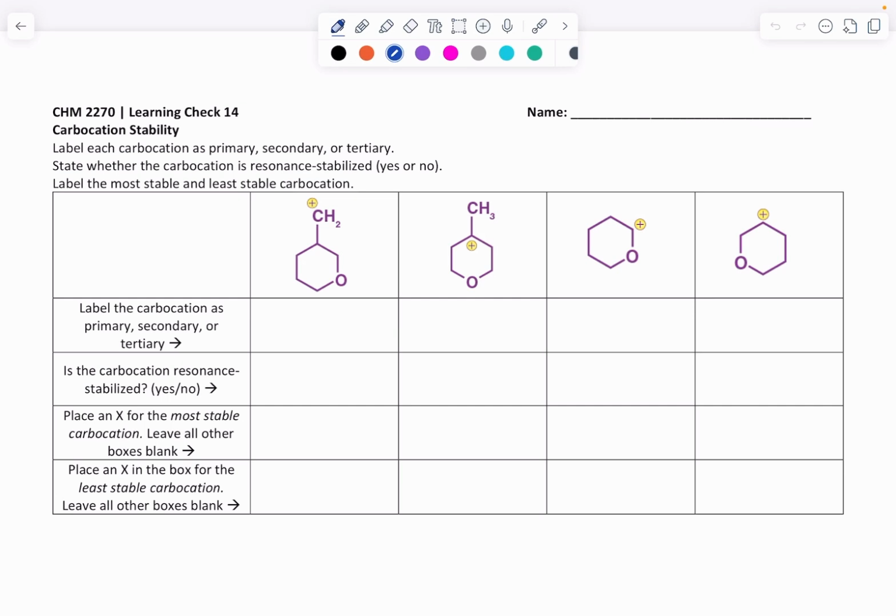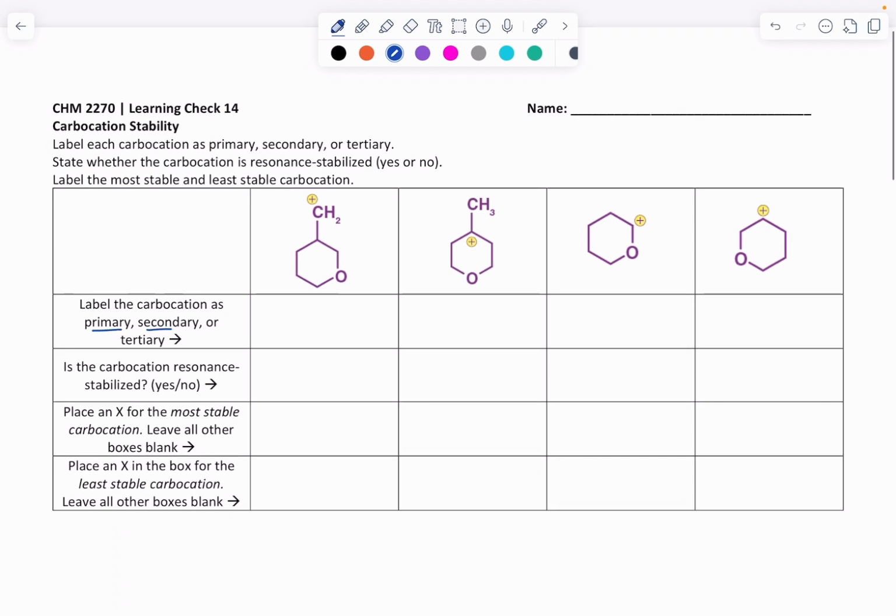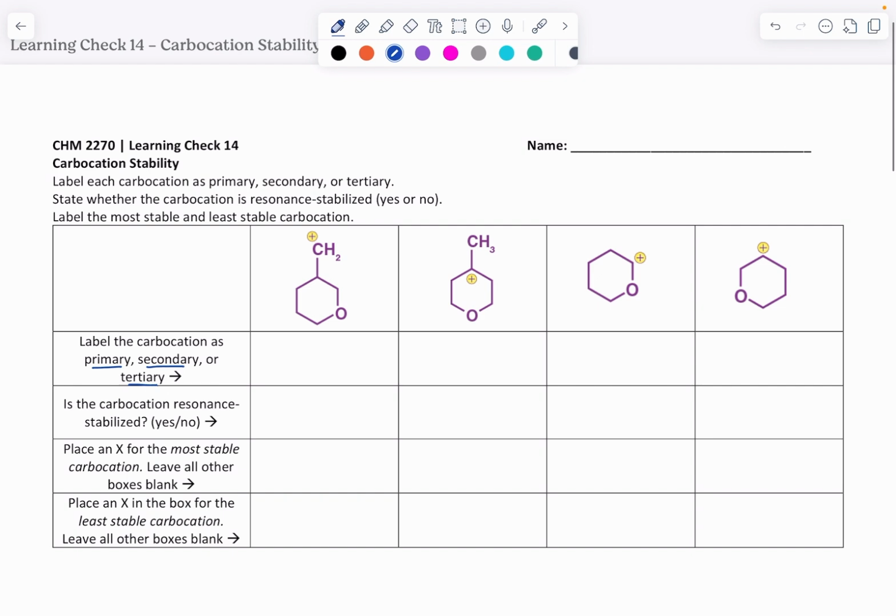Okay, let's go through the learning check from class this week where we were looking at carbocation stability. We'll go through each row at a time. So first we are looking at each molecule and determining if the carbocation is primary, secondary, or tertiary. So let's first remember what that means. We could have a carbocation. Well, all carbocations are bonded to three things, or it has three bonds.